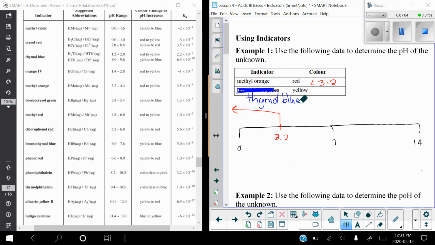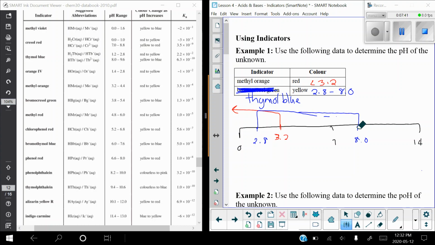It's the third one down in the indicator table, and it has two ranges. It's a polyprotic. It goes from 1.2 to 2.8, 2.8 to 8.0, and then 8.0 to 9.6. So if it's turning yellow, that happens between the range of 2.8 to 8.0. So I'm going to now go 2.8 to about 8.0. Now this one, I'm actually going to enclose the box.